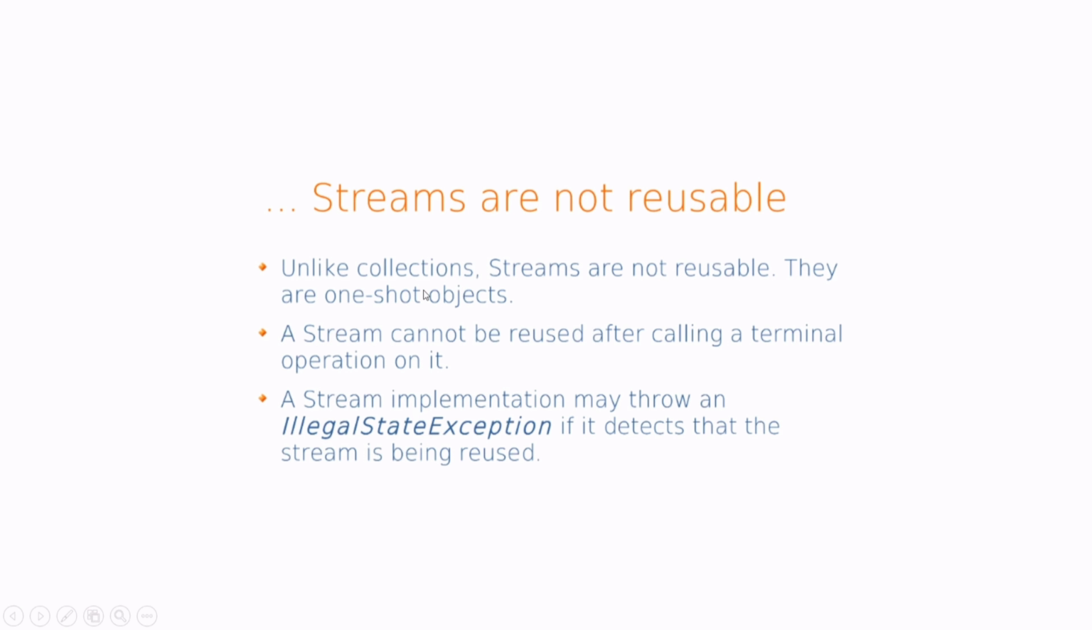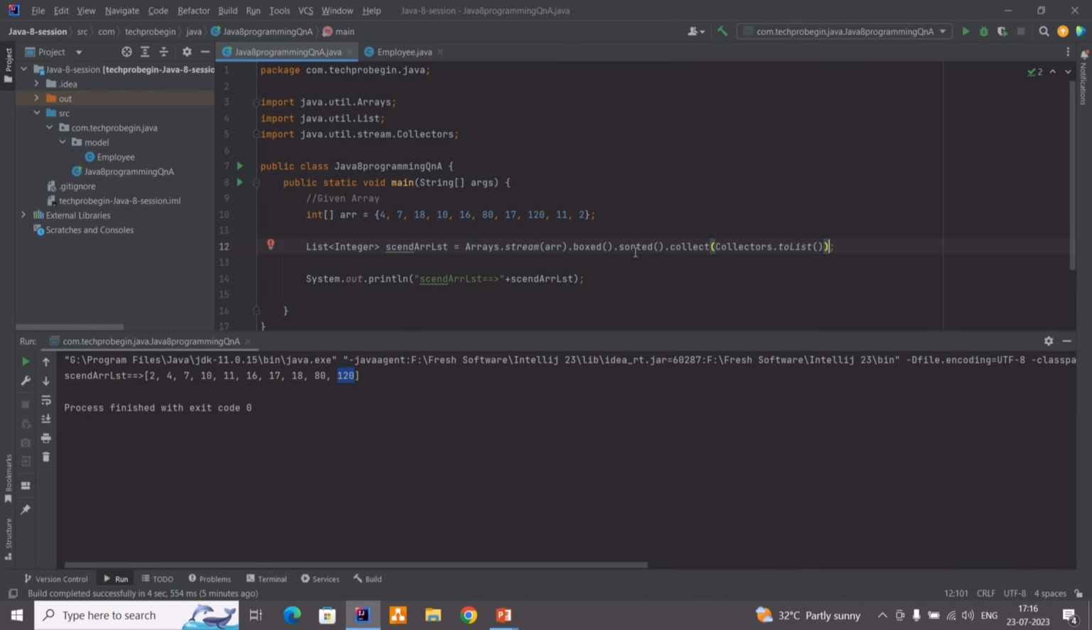I have just added something. In the second sentence you can focus on this: a stream cannot be reused after calling a terminal operation, and the stream implementation may throw an IllegalStateException if it detects that the stream is being reused. So that's clear. Once you apply a terminal operation, you cannot apply stream operations again.